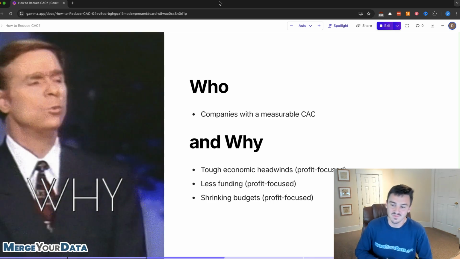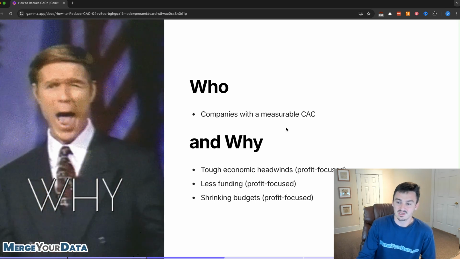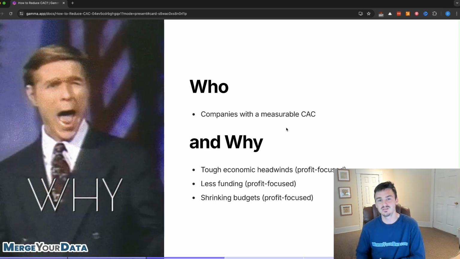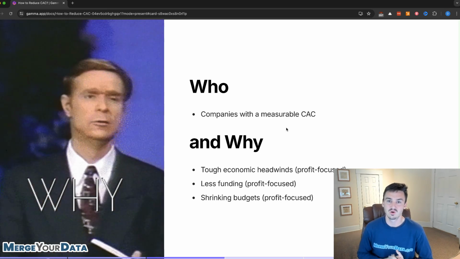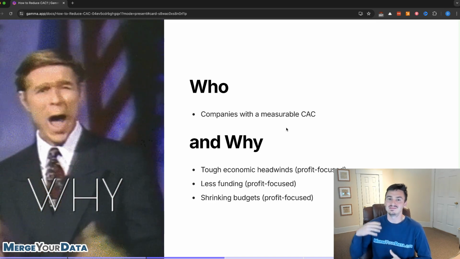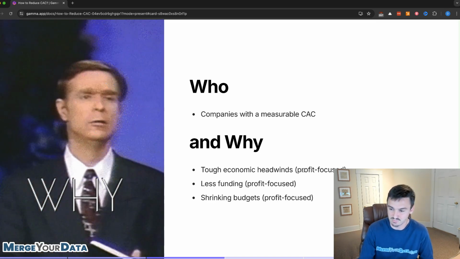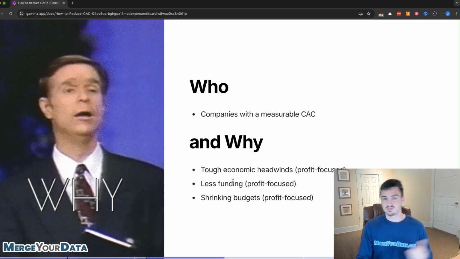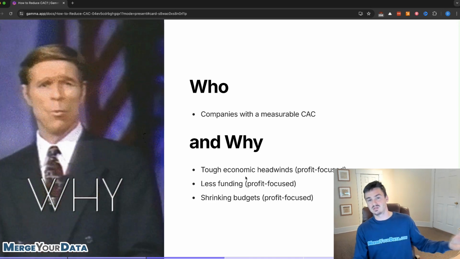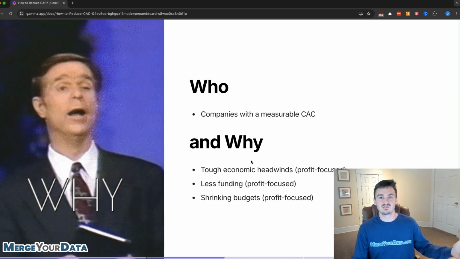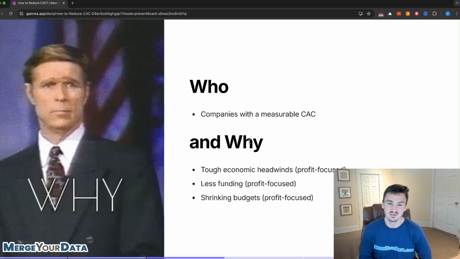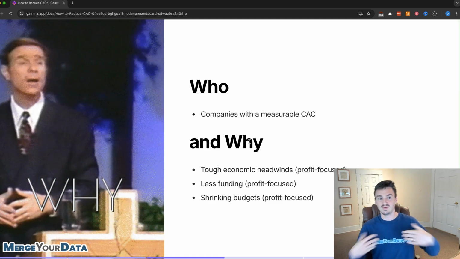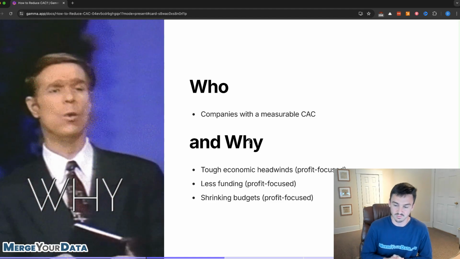And why you should care is because of these three reasons. One, tough economic headwinds. People are experiencing some tighter conditions. There's been layoffs, revenue targets have been missed, and the sales cycle is taking longer and longer, so it makes profit more of a focus here. We have less funding, and so profit becomes a focus again because there's not going to be this endless source of cash injected into the business. And so you have to be more focused on your basics, your fundamentals. And so we're being more profit focused.